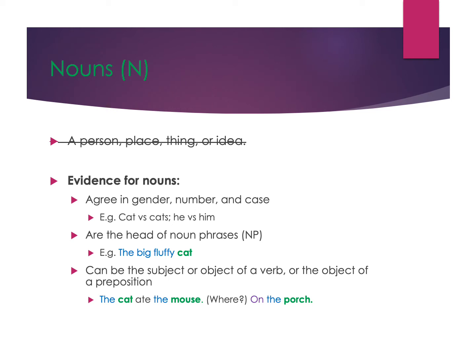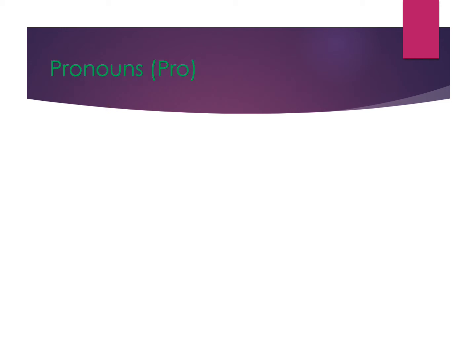The cat is the subject of the word ate. The mouse is the object of that. And then where did this happen? On the porch. So anytime you have a preposition, you'll always have a noun phrase with it, and that would be the object of that preposition. And then with pronouns, we use pronouns to replace entire noun phrases.